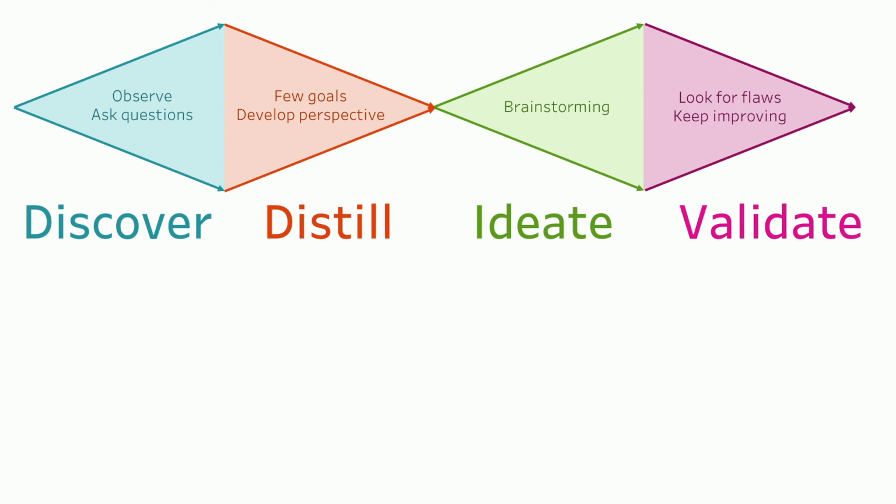So when you're in the discover phase, we're broadening our perspective, we're asking questions, we're figuring out new things that we didn't know before. During the distill phase, we're going to pull back, develop a perspective, come up with a couple goals. So that's what the joining of the two diamonds is. That's us figuring out what direction we're going with this dashboard. We move on to ideate. We're going to brainstorm, come up with a lot of ways to give our users what they might need. And then for validate, we're pulling back, looking for flaws, and coming up with what that final dashboard is going to be.